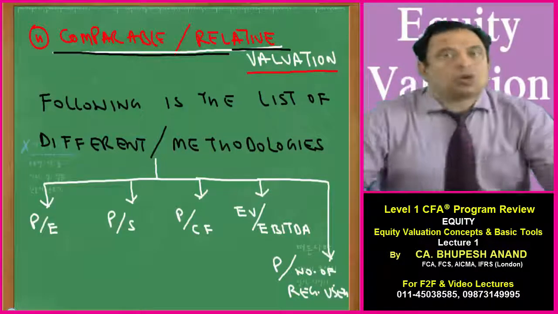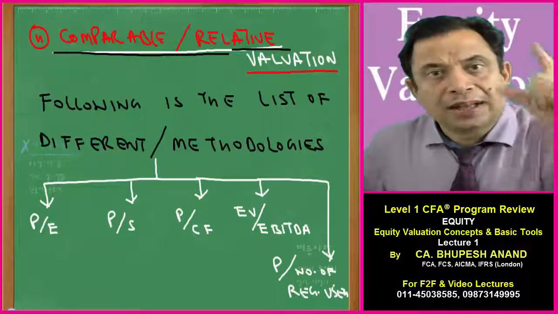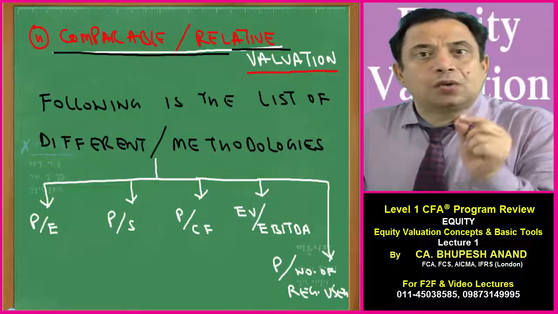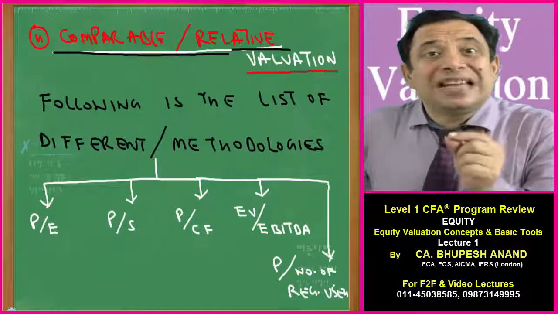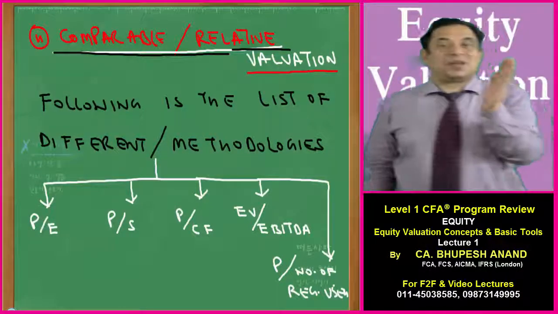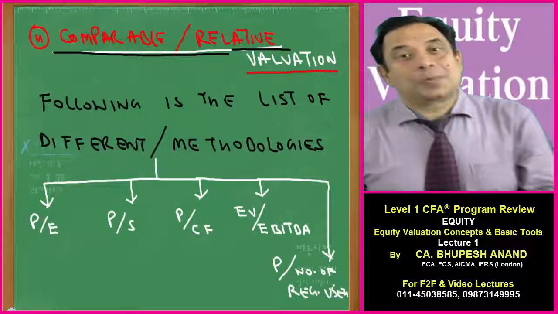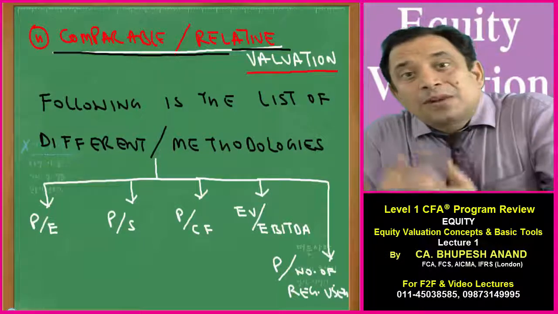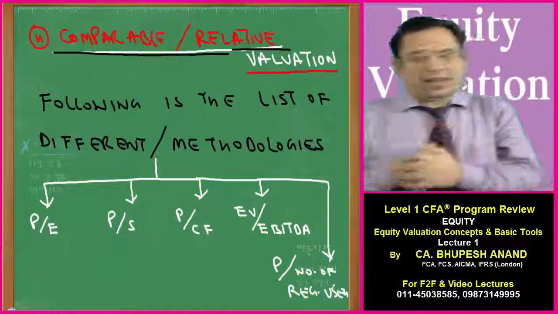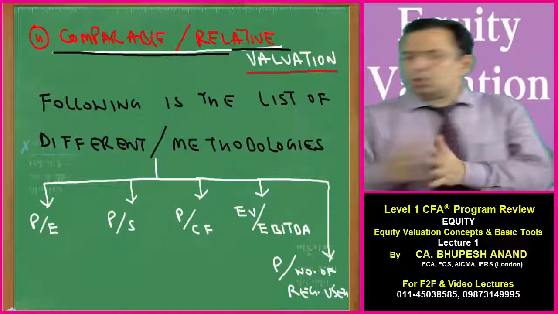I am comparing two components, and on the basis of two components, I will be finding out the value. The first is price to earnings, or P/E ratio, that is market price upon earnings per share. Second is price to sales, market price upon sales. Third is market price upon cash flow. It means I am comparing two components of the same firm, and on the basis of that I am calculating it. That is named as relative valuation method. We'll be doing all these methods.